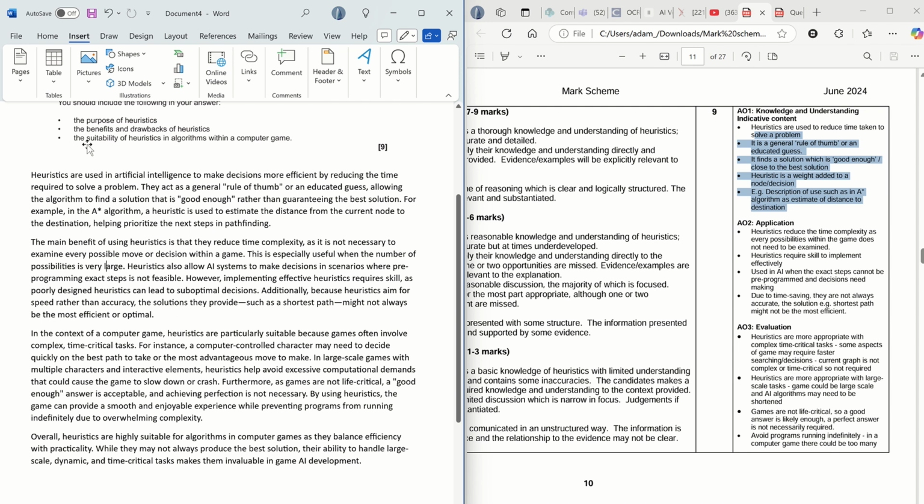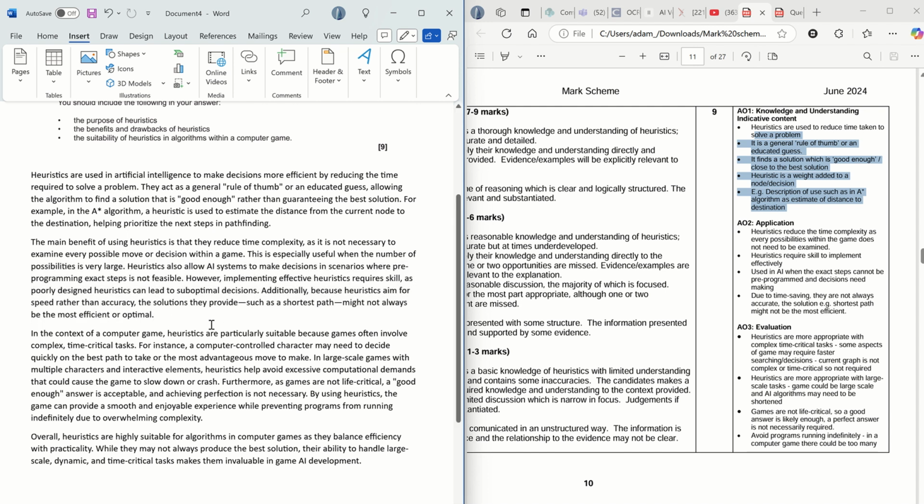So notice that's kind of going through the benefits and drawbacks. The benefits, reduce time complexity. Drawbacks, it's hard to implement it. It is not always going to give you the best kind of solution. Then it's kind of got your AO2 here. Okay, so none of that is, it's kind of a little bit AO2y, but it's more linked in with the kind of second bullet point. So some application, but not all.